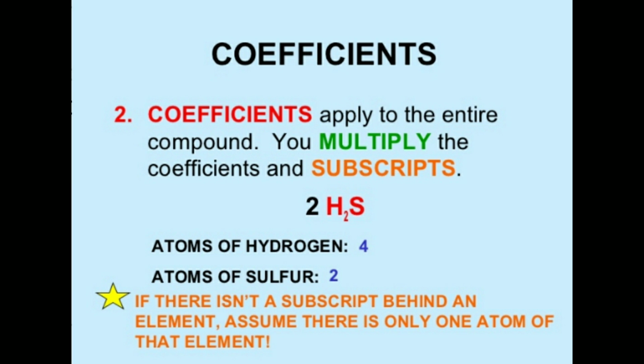Coefficients are used in chemical formulas to signify the number of those formula units. Coefficients are large numbers placed in front of the formula. In this example, 2 dihydrogen monosulfides would have 4 hydrogens and 2 sulfurs.